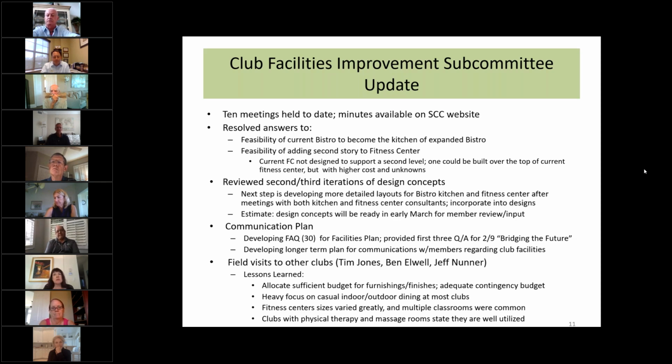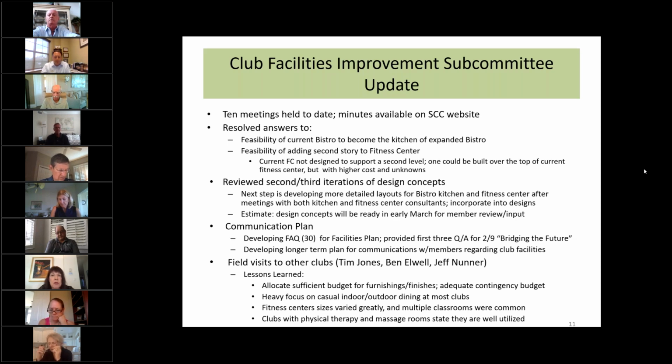We've resolved in the time we've had since then, we had some questions about the feasibility of using the current bistro to become the kitchen of the new or expanded bistro, and we've learned since we asked the question that yes, it is possible to use the current bistro. There's enough space there, about 1,800 to 2,000 square feet, that could become the new kitchen of an expanded bistro.